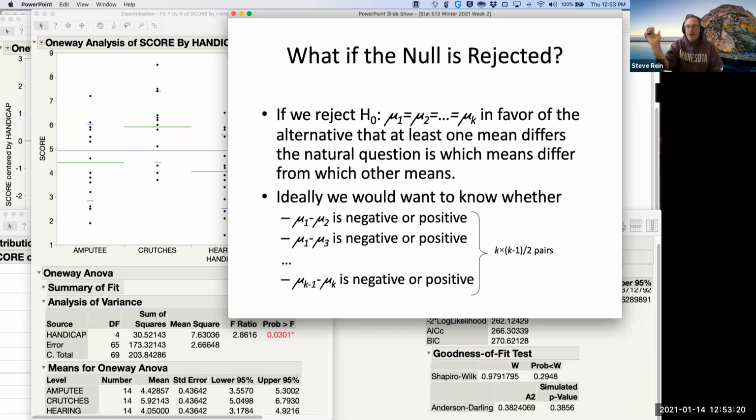Mu3 minus mu4, I'll get you a confidence interval for that. Mu1 minus mu6, a confidence interval for that one as well. Every pair. But the problem is, again, if there's a 5% rate of error in a confidence interval, if I only capture the truth 95% of the time, there's a 5% rate of error. And across 10 separate procedures, my error rate overall could be climbing.